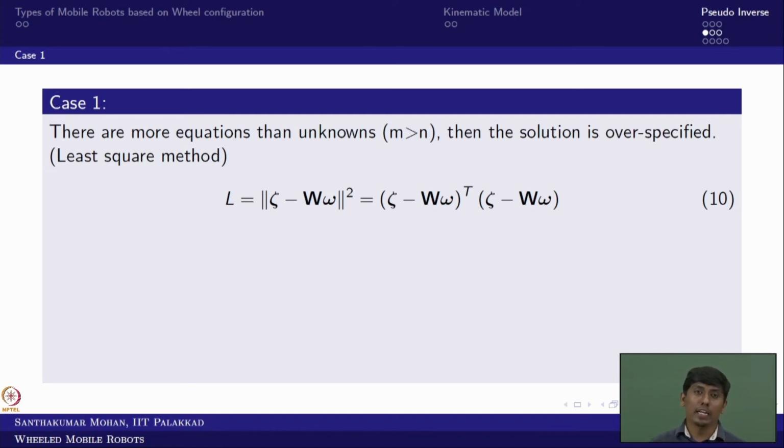So this I can write in an inner product style, in the sense (zeta minus W omega) whole transpose into (zeta minus W omega). So this is what you can write in an inner product form. Now, if I take the differentiation of L with respect to what we wanted, in omega form, if I take dou L by dou omega, what will I get? I will get something useful.